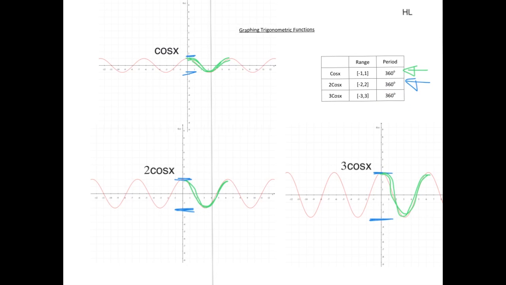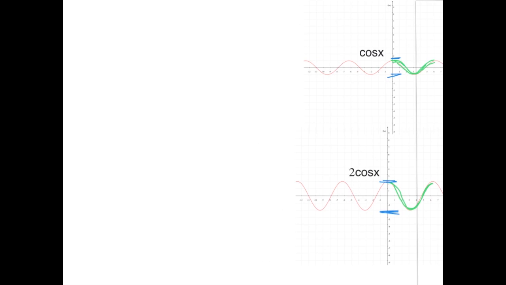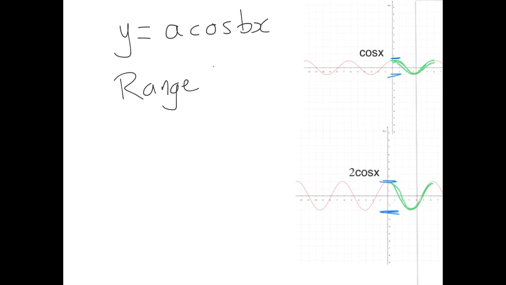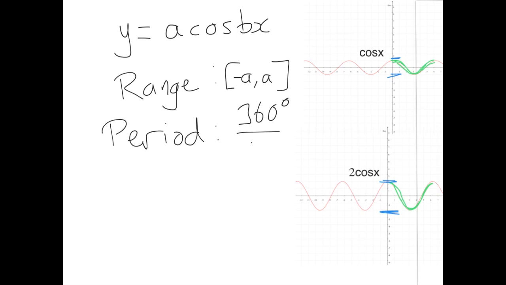So similarly with cosine, as we had with sine, when we have y equals a cosine bx, our range is going to be minus a to a, and our period will be 360 degrees divided by b.